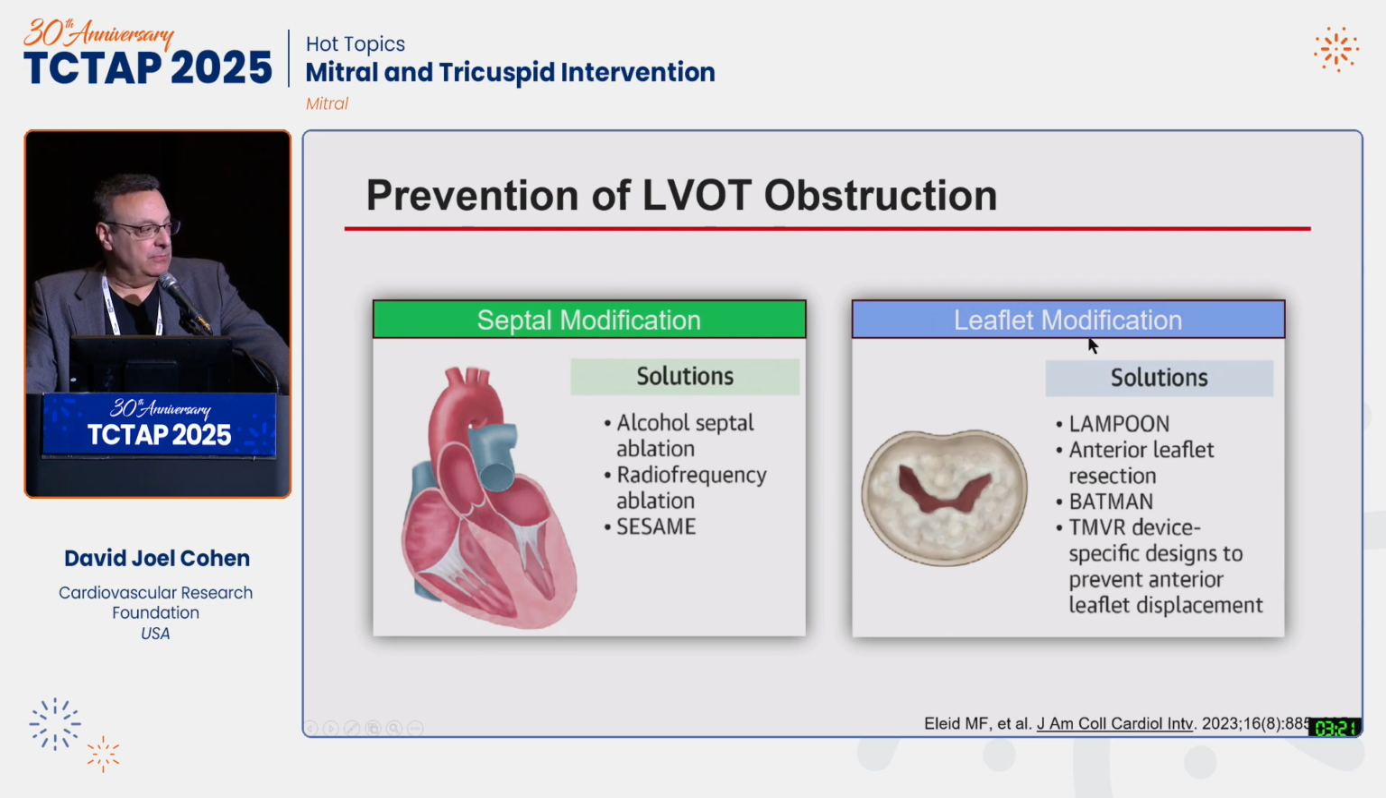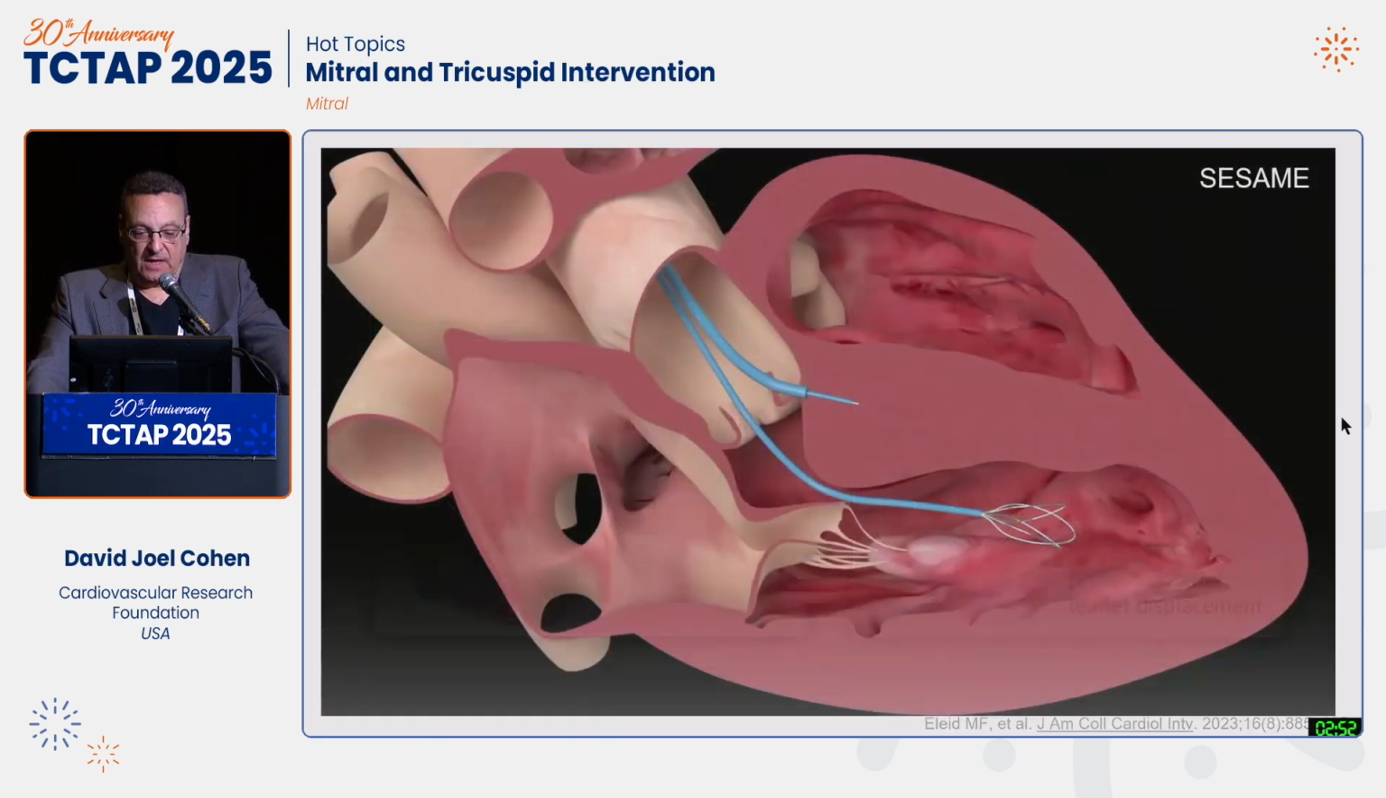The other option is to modify the anterior mitral valve leaflet. If that is part of the problem, if it's still there and it's going to be hanging into the left ventricular outflow tract, causing part of the obstruction, we can do things like LAMPOON. We can have a surgeon come in and just resect the anterior mitral leaflet. We can do a Batman procedure where we put the valve through the anterior mitral valve leaflet. And then there obviously are different designs of transcatheter mitral valves that might reduce the likelihood of obstruction.